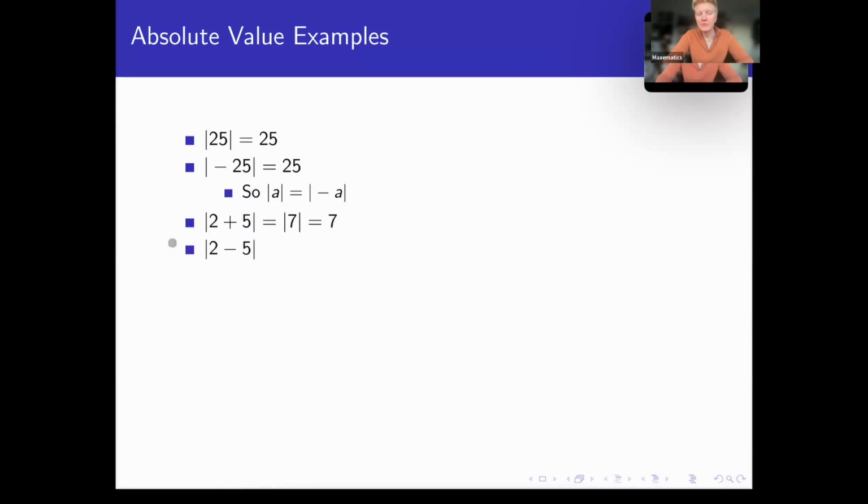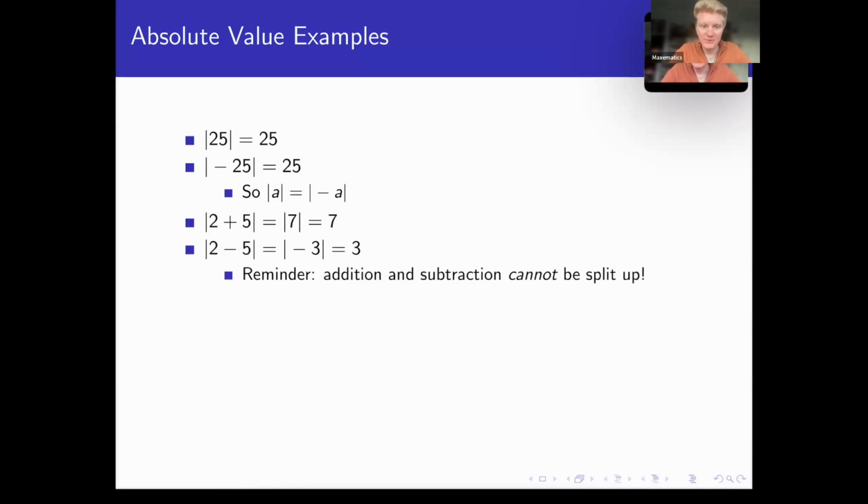Okay? Absolute value of 2 minus 5. Again, do not split up subtraction. We can only split up multiplication and division. So absolute value of 2 minus 5 says take care of 2 minus 5 first. 2 minus 5 is negative 3. Absolute value of negative 3 is 3. Reminder, do not split them up.